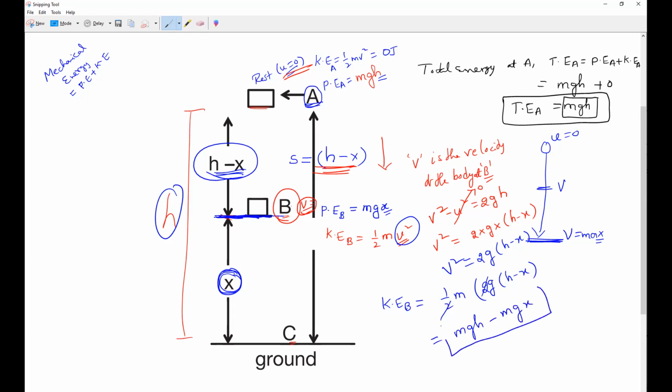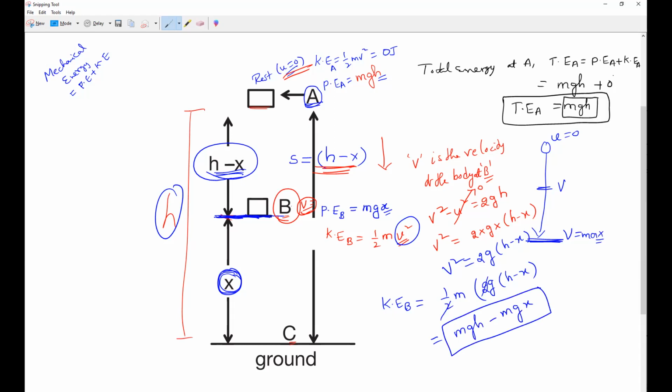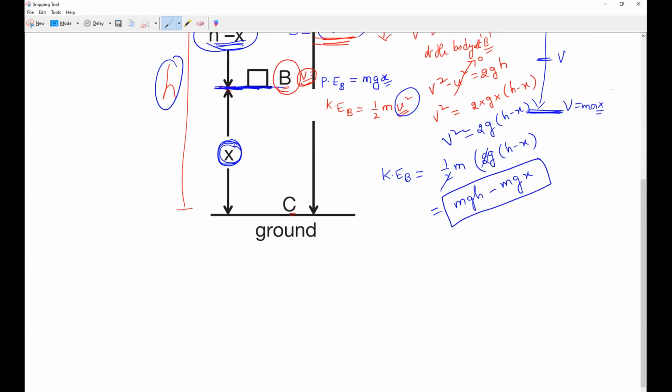Will you all agree with me? Please. Yes, sir. How, sir? Check it. 2 will get cancelled. M into g, mg. So mg into H, mgH. M into g, mg. mg into X, mgX. Correct?